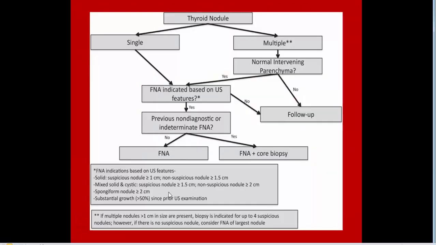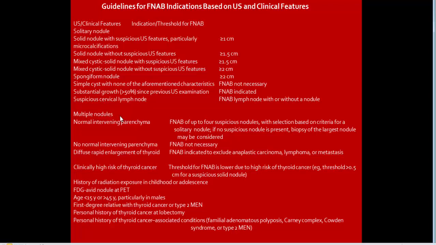Fine needle aspiration biopsy, as we see, thyroid nodules, single or multiple, are divided into classifications. We discuss how to do fine needle aspiration biopsy, guided by ultrasound features. The indication for fine needle aspiration biopsy is a nodule more than 1.5 centimeter or equal or more than 2 centimeter. Not necessary if we found a simple cyst or none of the suspicious features, or substantial growth of more than 50% since previous ultrasound indicates fine needle aspiration biopsy.